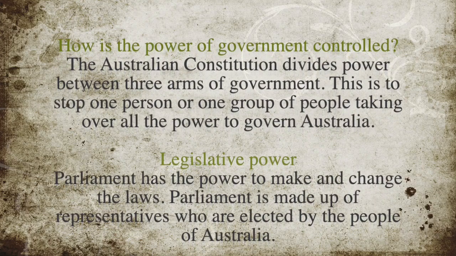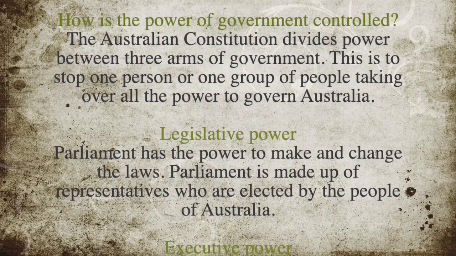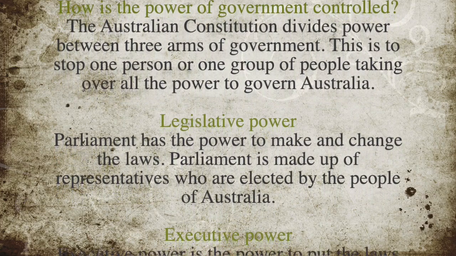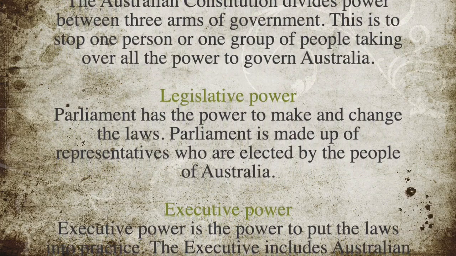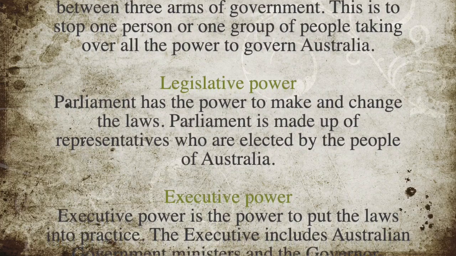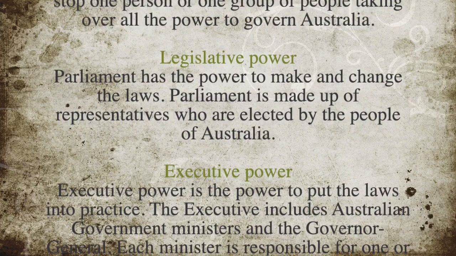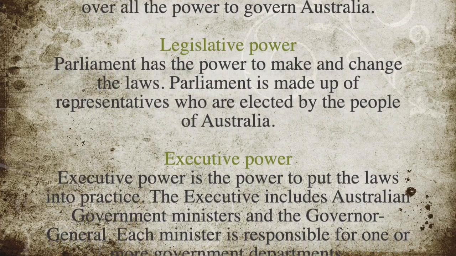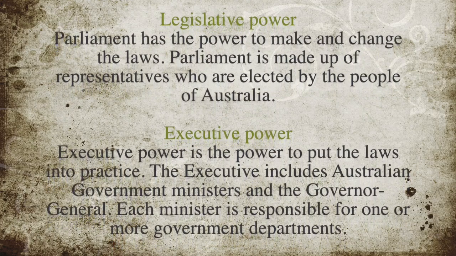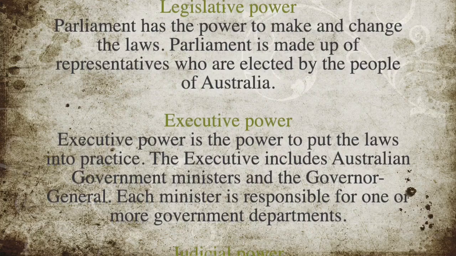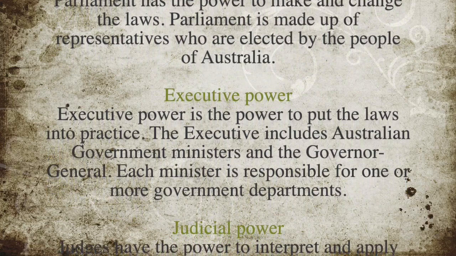In each state, there is a governor who represents the Queen, in a role similar to the Governor General. So in each state, you have a governor, not a governor general. The Governor General represents the Queen for the country, and each state has its own governor. So we'll see the constitutional monarchy.